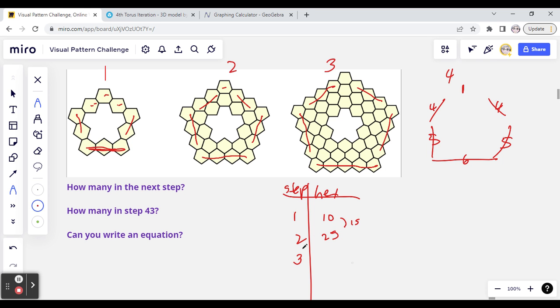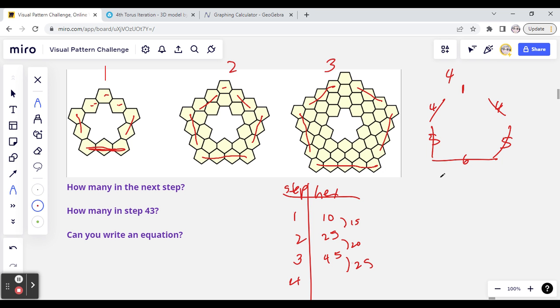Let's go to step 3. So here we're starting at 25 and we're adding 5, 6, 7, 8, 9, 10, 11, 12, 13, 14, 15, 16, 17, 18, 19, 20. We're adding 20 more. So 25 plus 20 would be 45. Okay, so I would expect then for between step 3 and 4, we added first 15 and then 20. So I'm guessing we're adding 25.